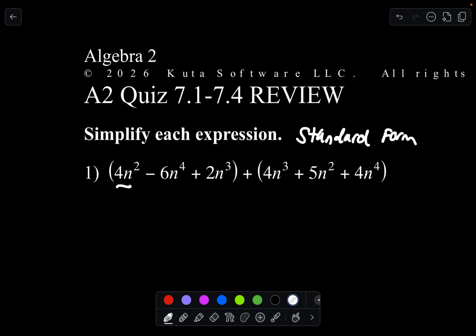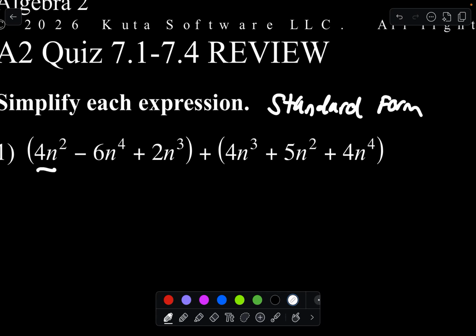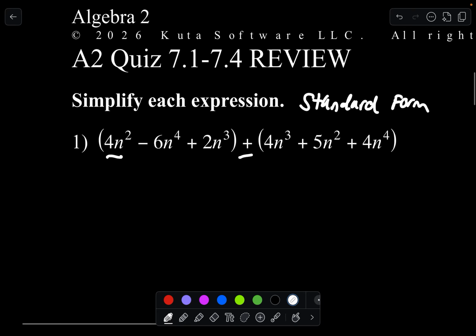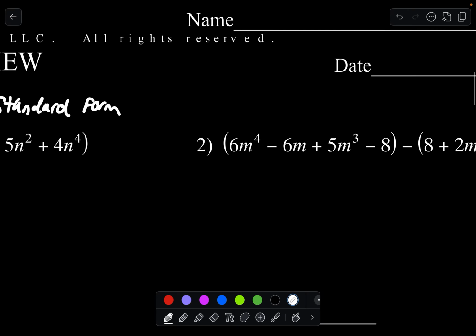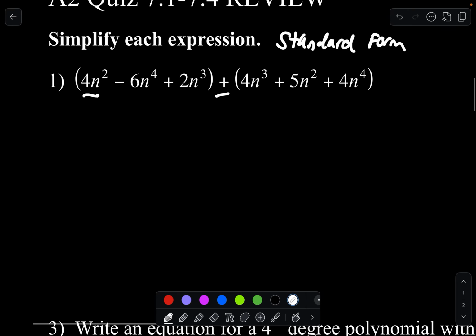So simplify each expression. I want you to write your answer in standard form. So the first problem, we're adding. The second problem, we are subtracting. I would highly recommend just quickly, right underneath, rewriting each polynomial into standard form, which will help you make sure you add the right things together.